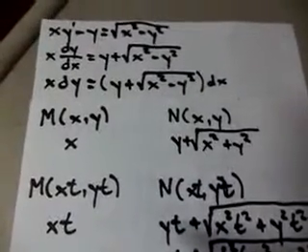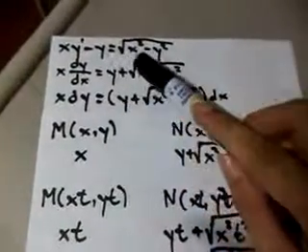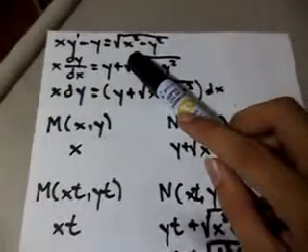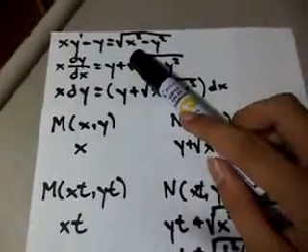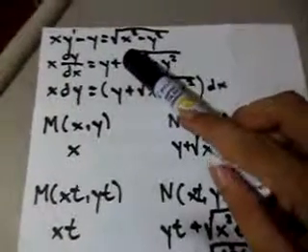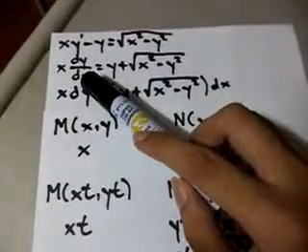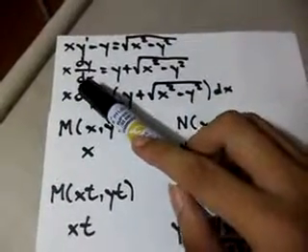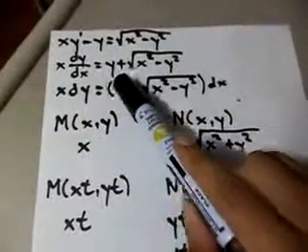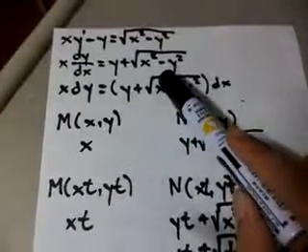Solve the differential equation xy' - y = √(x² - y²). This is a homogeneous differential equation, but first we'll need to prove that it is. So we will write y' as dy/dx and transpose the -y to the right hand side, so we'll have y + √(x² - y²).